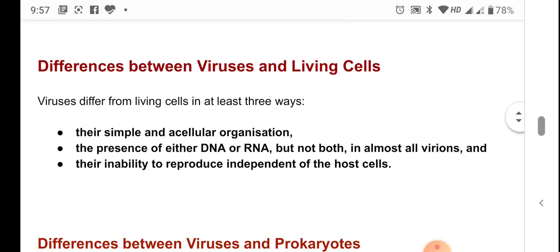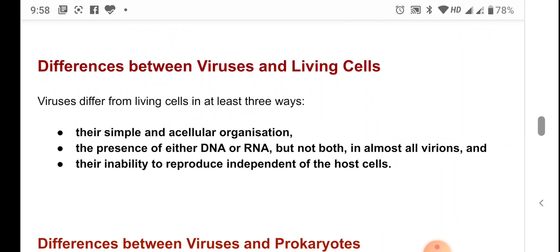They differ mainly in three ways. One is simple, acellular organization. They are very simple and do not have a cellular organization. They are just a nucleic acid surrounded by a protein coat. Then, the presence of either DNA or RNA, but not both, in almost all virions.